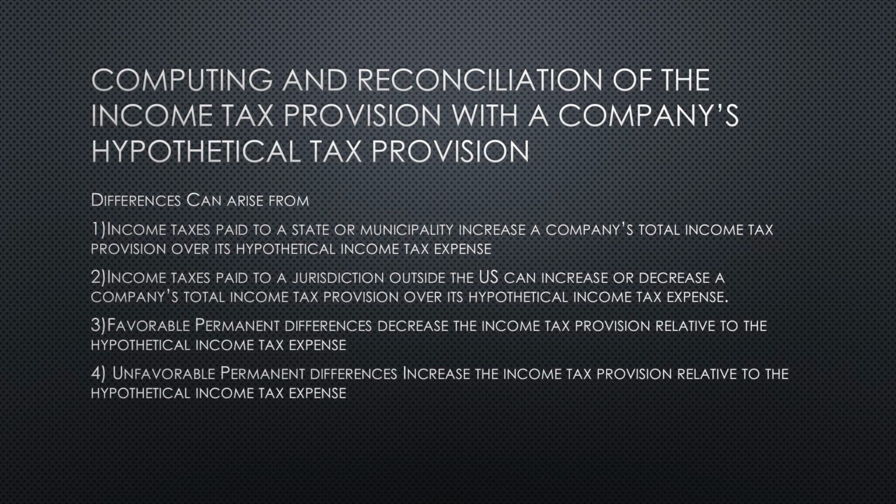Differences can arise from the following. Income taxes paid to a state or municipality increase the company's income tax provision over its hypothetical income tax expense. Income tax paid to a jurisdiction outside the U.S. can increase or decrease a company's total income tax provision over its hypothetical income tax expense. Favorable permanent differences decrease the company's tax provision relative to the hypothetical income tax expense, and unfavorable permanent differences increase the income tax provision relative to the hypothetical income tax expense.